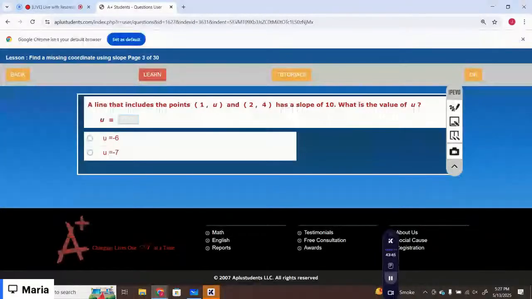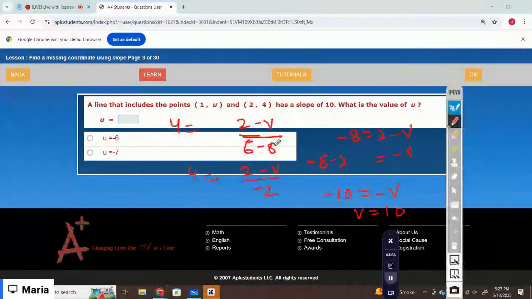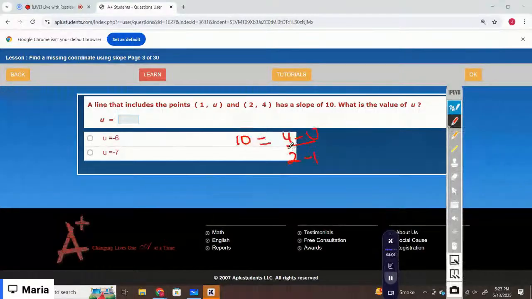A line that includes the points (1, u) and (2, 4) has a slope of 10. What is the value of u? 10 equals (4 minus u) divided by (2 minus 1). So 4 minus u equals 10. Negative u is 10 minus 4. So u equals negative 6.